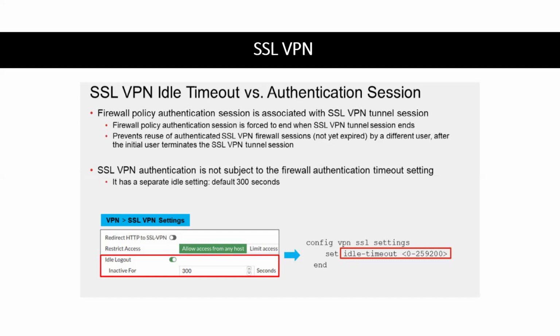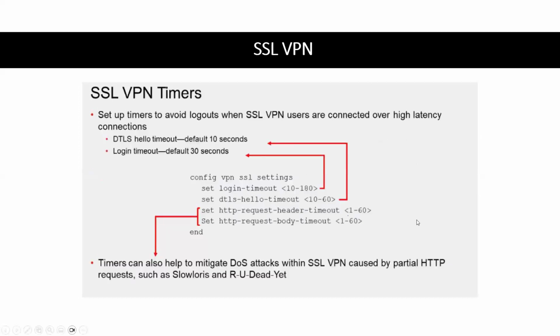Idle timeout is when there's no activity traversing, and I'm talking from a network standpoint. There's no activity traversing the SSL VPN tunnel. You're not actively working on the computer. There's nothing, so it's going to disconnect. That's idle logout. Do you understand the difference? Yep. Mike Evie, you're good? Yep, I'm good. Okay, cool.